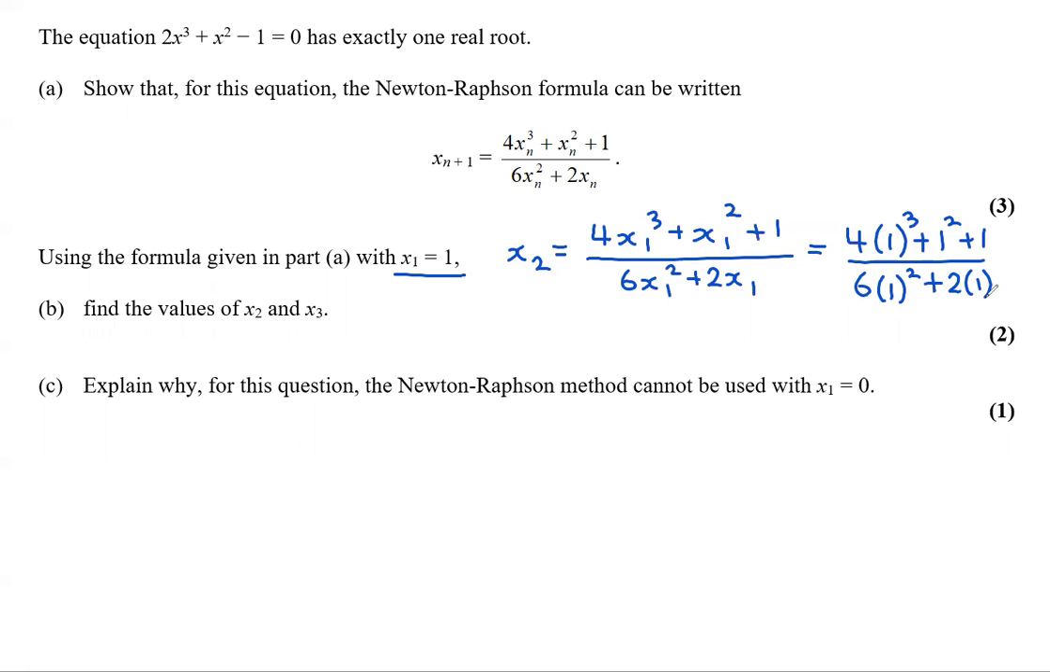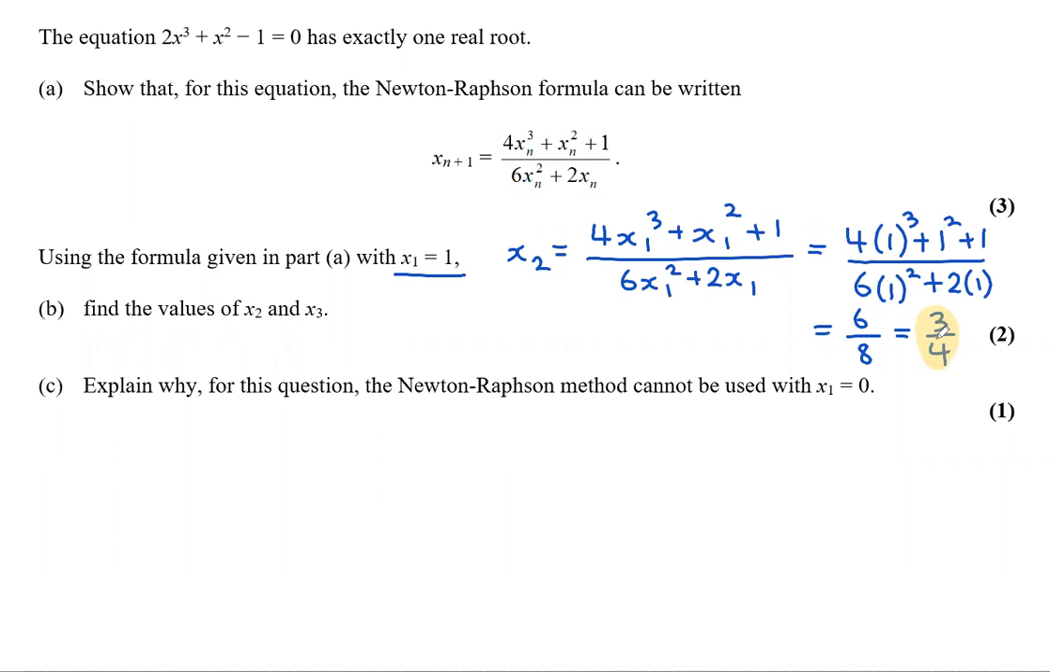Looking at that, you're going to have 4 plus 1, which is 5, plus another one, which is 6. And then divide that by 6 plus 2, which is 8, which obviously is going to simplify to 3 over 4. So you can do that without using a calculator if necessary. That's going to be your x2. Now, to get the x3, you're going to have to substitute the 3/4 that you've just found, which is your x2, back into the iterative formula.